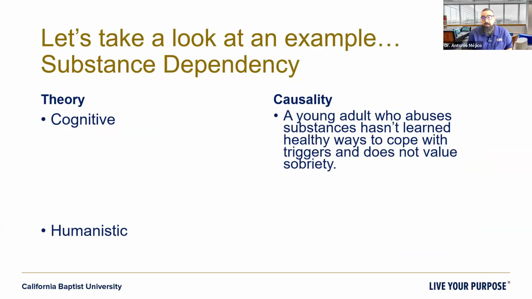Cognitive theorists would say a young adult who abuses substances hasn't learned healthy ways to cope with triggers and does not value sobriety. So sometimes you'll hear individuals say, well, you know what, someone that's using maybe in their younger years, in their college years, things like this, maybe it's experimental. Maybe they'll explain to us, oh, that phase is going to pass. That usage is just a phase.